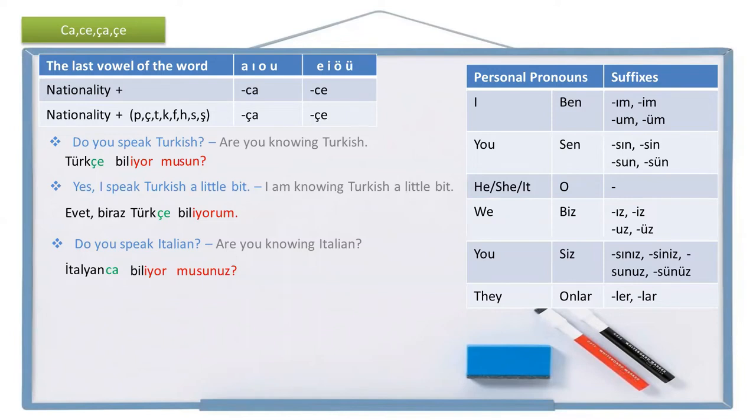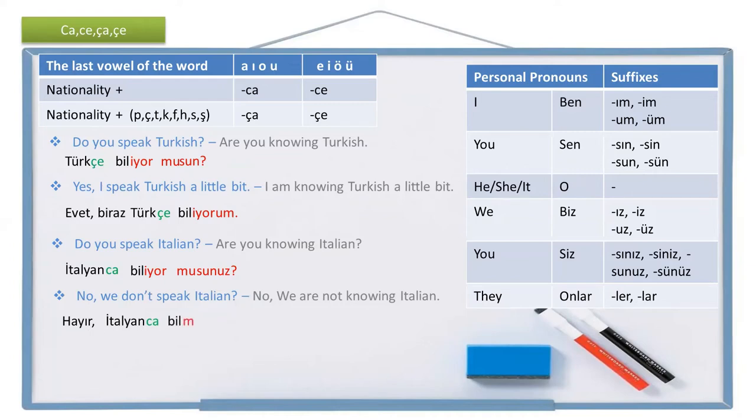İtalyanca biliyor musunuz? And the answer is no, we don't speak Italian, but we are going to write it as no, we are not knowing Italian. So no, hayır. Italian as the nationality, İtalyan. With the suffix, the language Italian is İtalyanca. Know, bil.